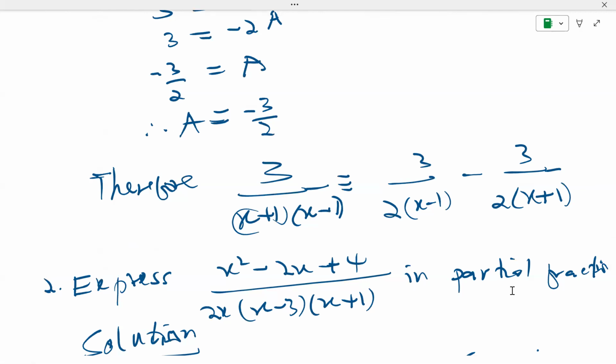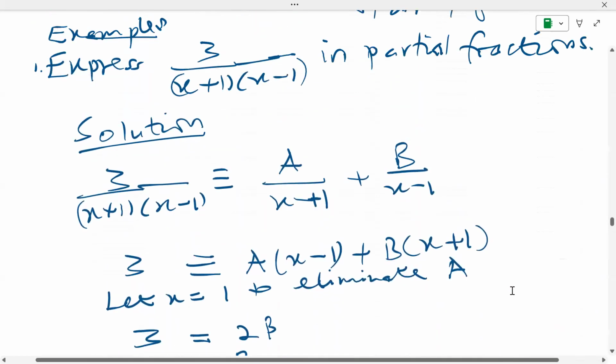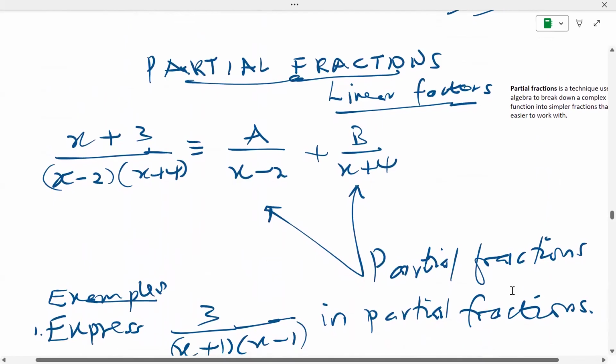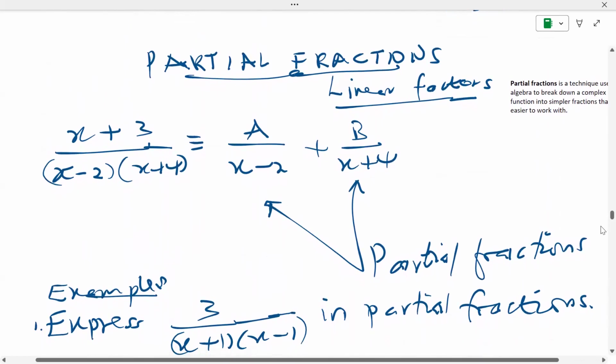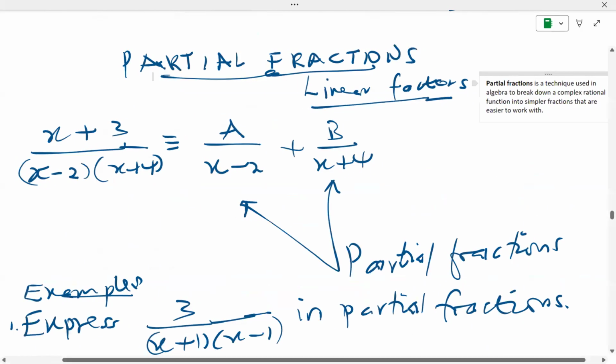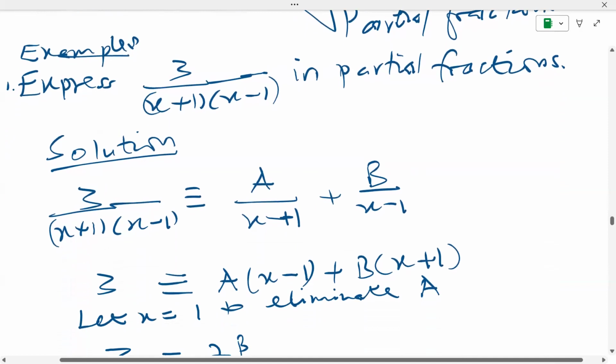Let's look at another example. But before then, you can go through, look at the questions. First, I defined partial fractions. And I said that we are going to deal with the linear factors at the denominator. And when that happens, this is how we actually write it down. Then this defines partial fraction. All right, now I've also explained this example. So just take your time and go through.